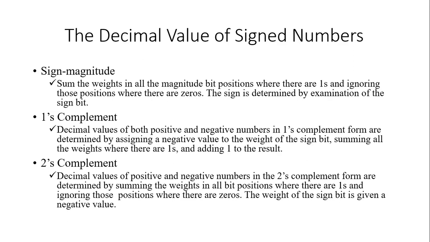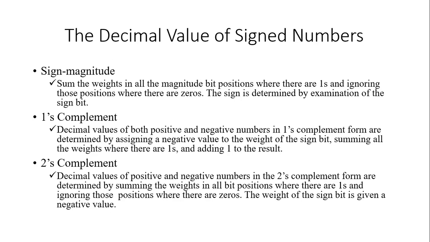Decimal value of signed numbers. In sign magnitude form, to compute the decimal value of a given binary number, we sum the weights in all magnitude bit positions where there are ones, ignoring those positions where there are zeros. The sign is determined by examination of the sign bit.